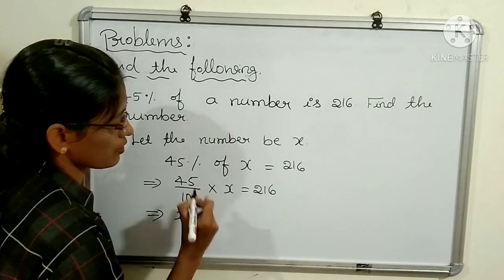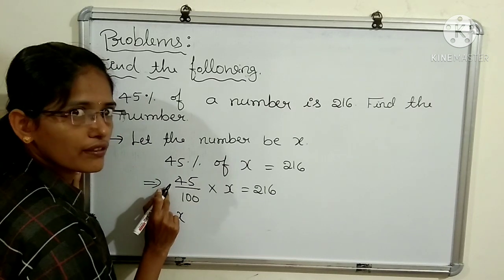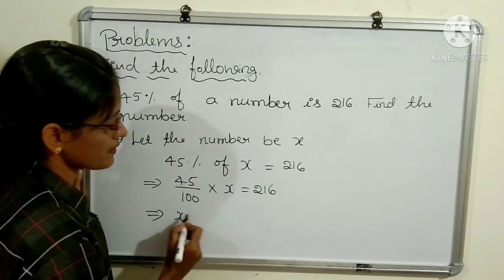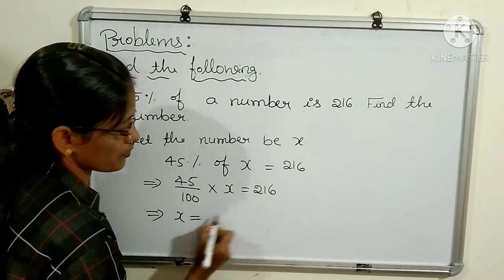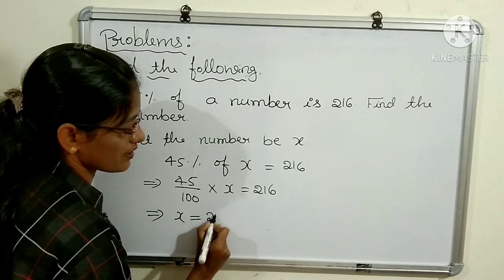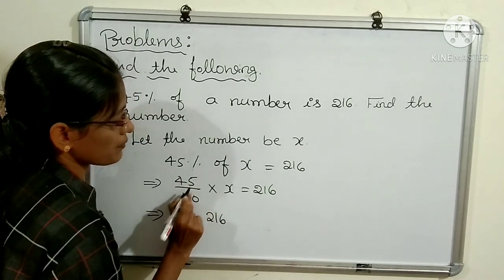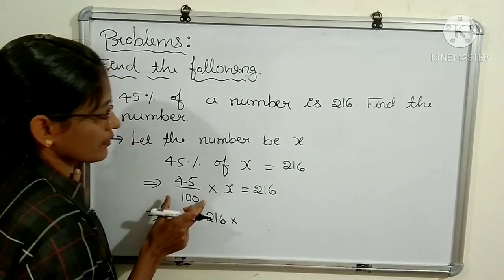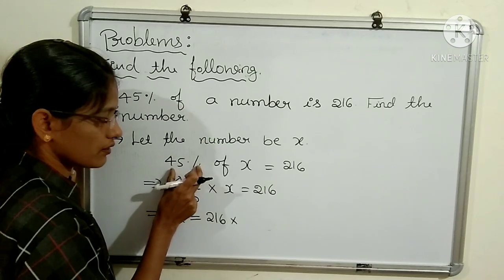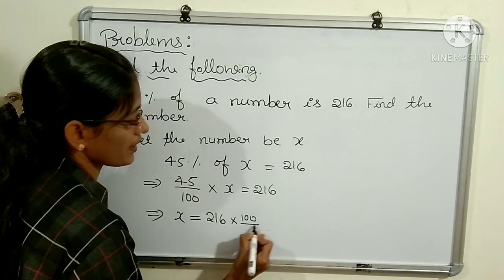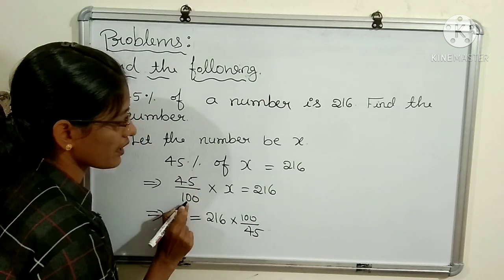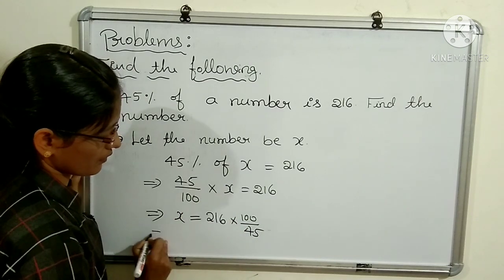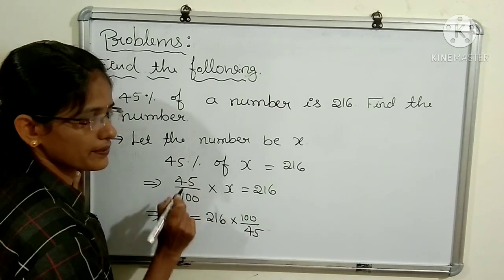This implies x equals this full fraction. When we convert this fraction to the opposite side, what happens? X is equal to this RHS, as it is 216. 45 by 100 goes to the right hand side by taking the reciprocal. Here 45 by 100 is there. After shifting it becomes 100 by 45. We have to take the reciprocal of this.